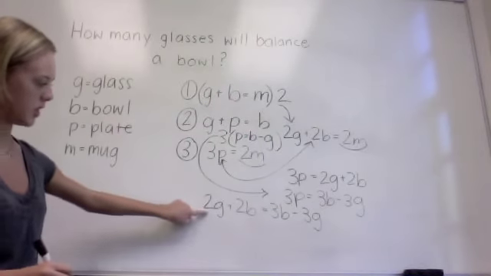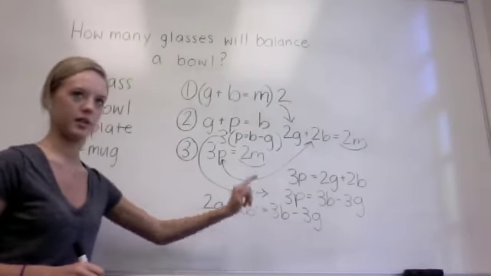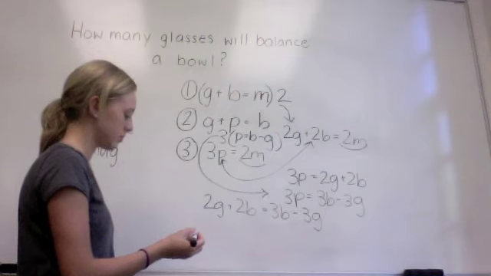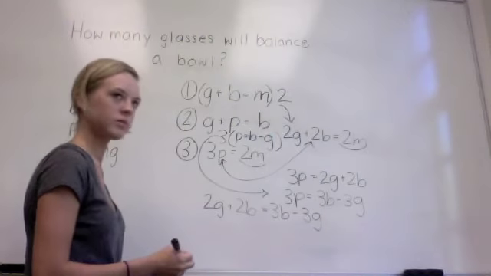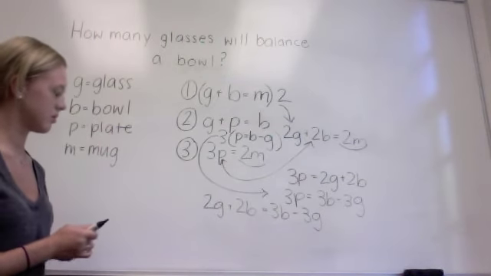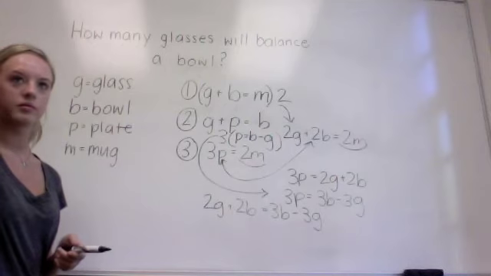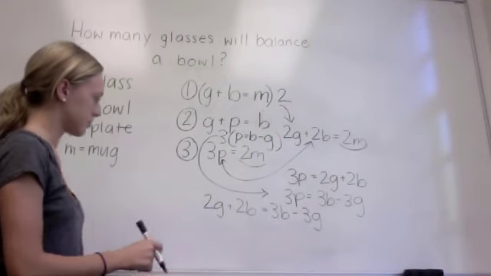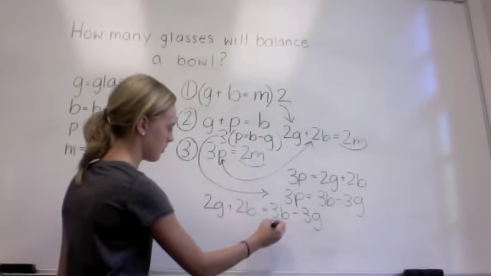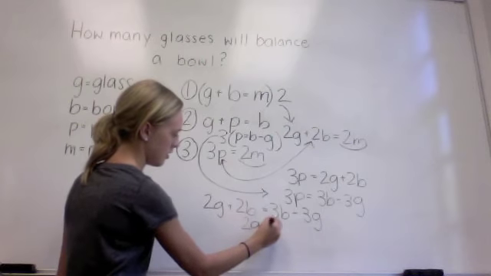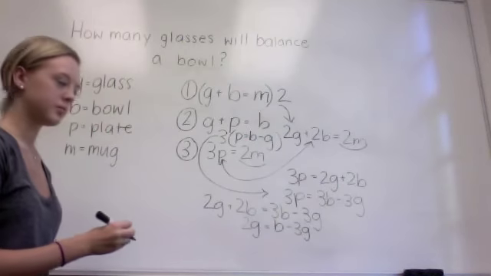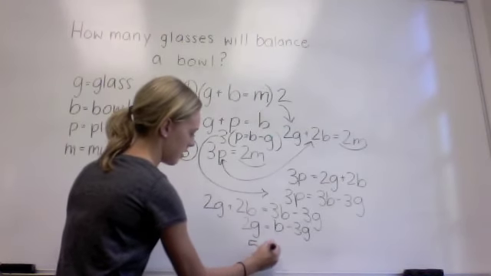Now I notice that we have G and B on this side, and G and B on this side. So what do we need to do to those terms? Well, we're solving for what? We're solving for glasses and bowls, finding how many glasses balance a bowl. So if we solve for 1 bowl, we subtract 2B on the other side, so we get 2G here. And then what do we need to do to the G's? Then we can add the 3G on the other side to make it 5G is equal to B.